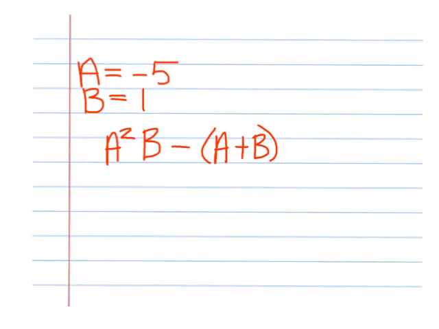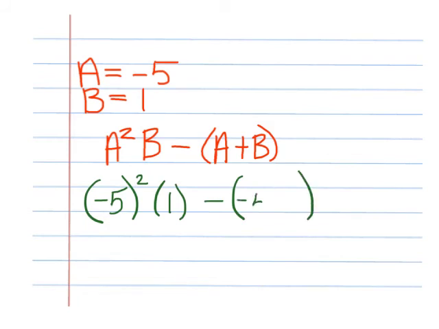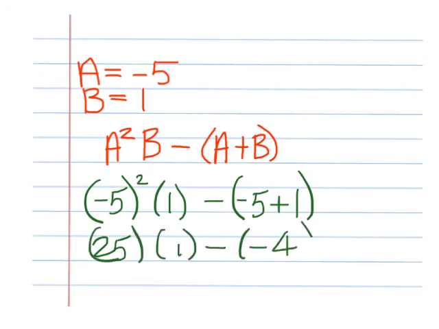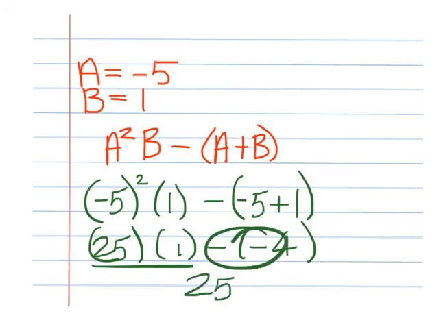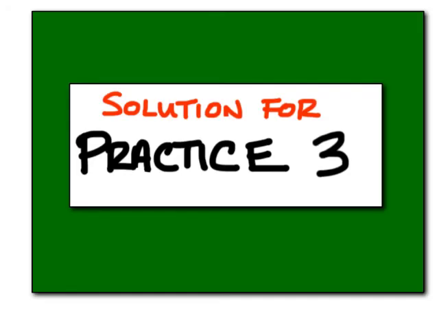Here is bonus number 6. For this bonus problem, it should be a negative 5 squared and then times 1 minus the quantity of negative 5 plus 1. So this is 25 times 1 minus a negative 4. 25 times 1 is 25, and this changes to plus. So it should be 29.